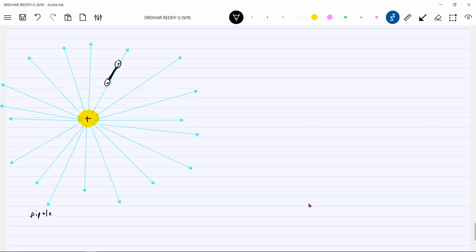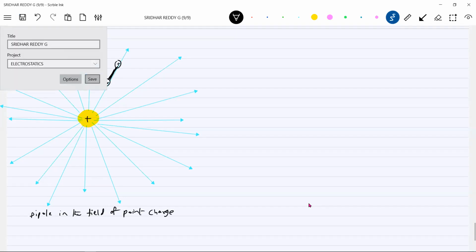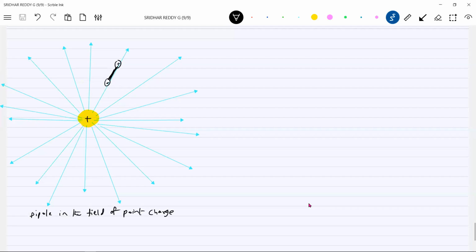Dipole in the field of a point charge. Carry on. Now, there's a dipole one. Just tell me, what about the force on it? Zero, non-zero? Should be non-zero. F1 is non-zero. What about torque? It will be zero.